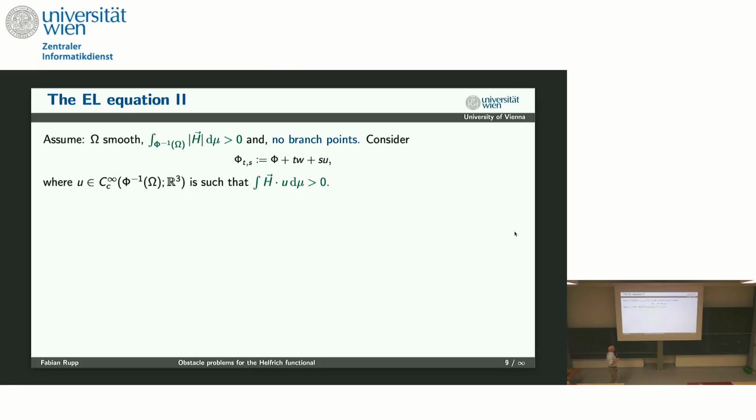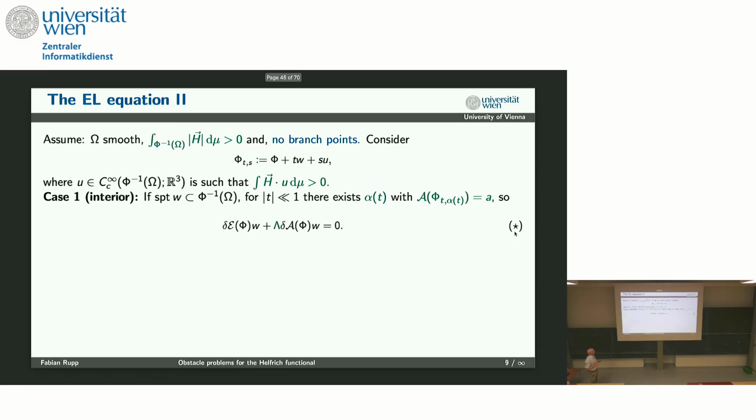For the moment, let's assume also that the container is smooth, and that the constraint is non-degenerate. So in the pre-image of the interior of the container, we have not constantly zero mean curvature, such that inside we are not a minimal surface. And also that we have no branch points, just to simplify things. Then we can find a smooth function U such that this inner product is positive, and then we make the ansatz of perturbations of this type. W is the direction we are actually interested in, and the U we use as a correction term.